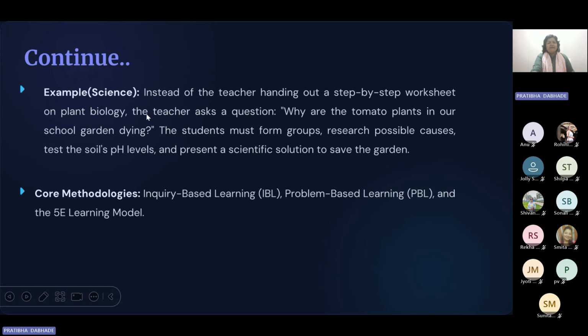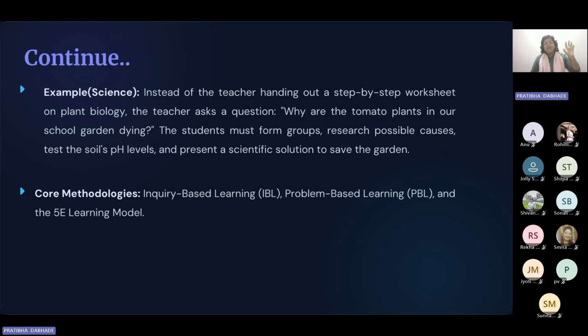One example is given over here, right? An example from biology, plant biology. So instead of the teacher handing out a step-by-step worksheet on plant biology, the teacher asks the question, why are the tomato plants in our school garden dying? See, actually, the problematic situation is given because we are putting the student in the inquiry mode, in the inquiry phase, right? The student must form groups, research possible causes, test the soil pH, and present a scientific solution to save the garden.